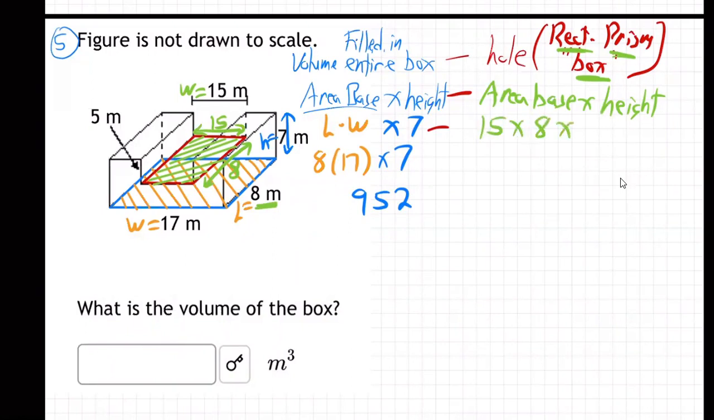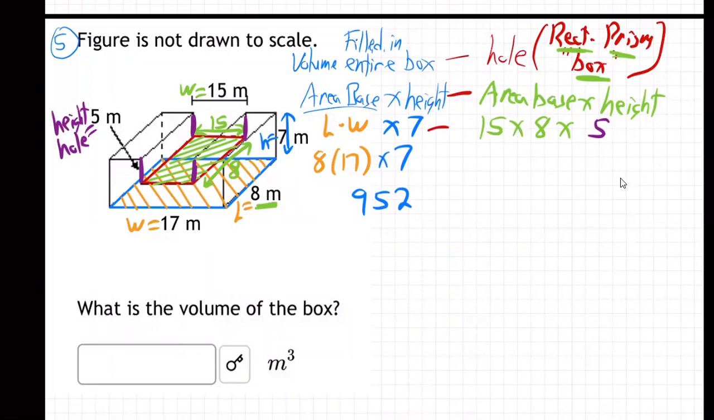Times, and then what's the height? What's the height? Can you see it? It's right here. See the height? That's the height. I'll say that's the height of the hole. It's 5. That's the height of the hole, isn't it?